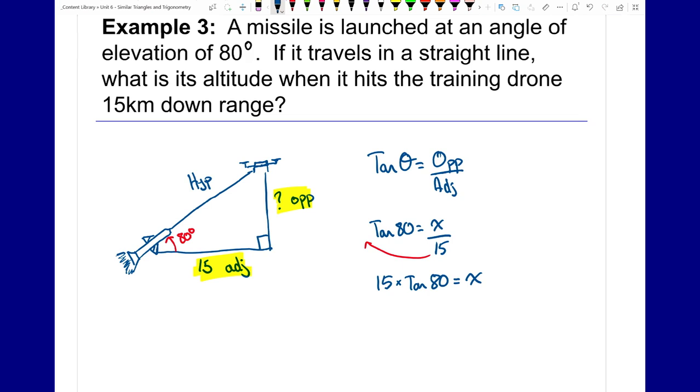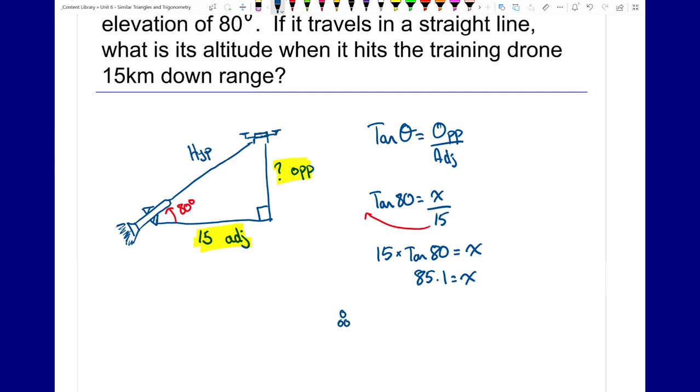So 15 times tan 80, and we get 85.1 equals x. Therefore, the drone is 85.1 kilometers high. So again, it's just taking our scenario, turning it into a triangle with the given information, and then solving for the missing piece.